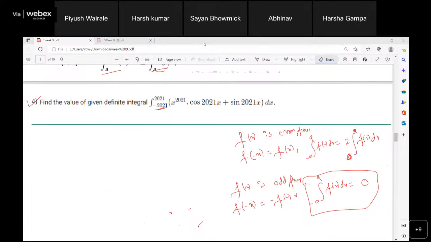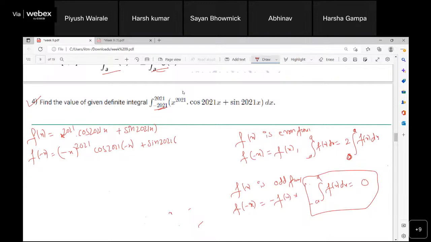Yes, sir, it is odd, I guess. Yeah. It is odd function, right? So how to check it? Just put x as minus x. This is my f of x, that is x cos of 2021x plus sin of 2021x, right? Now just replace x by minus x here. What will I get? Minus x of cos of 2021 minus x plus sin of 2021 minus x.